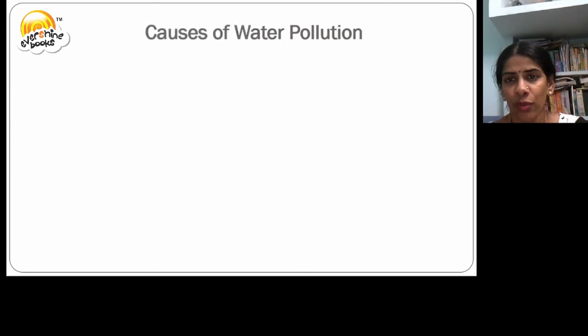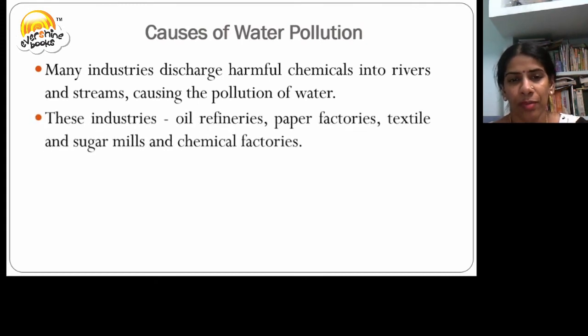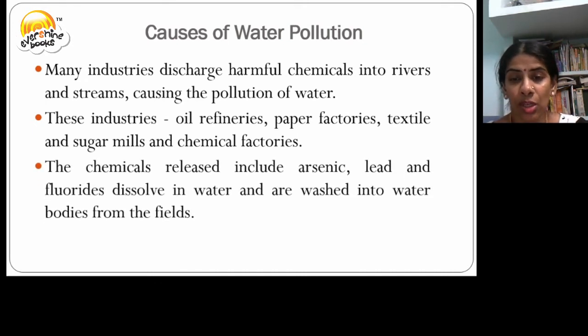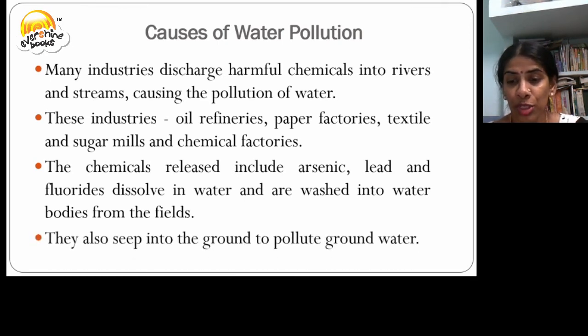What are the causes of water pollution? Many industries discharge their harmful chemicals into the rivers and streams, causing water pollution. These industries include oil refineries, paper factories, textiles, sugar mills and chemical factories. The chemicals released include arsenic, lead, and fluorides, which dissolve in water and are washed into the water bodies from the fields. They seep into the ground, polluting the groundwater also.